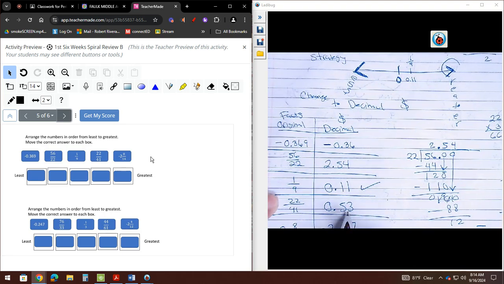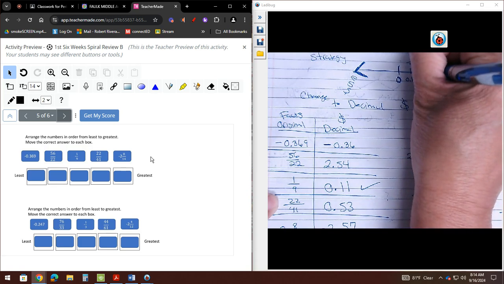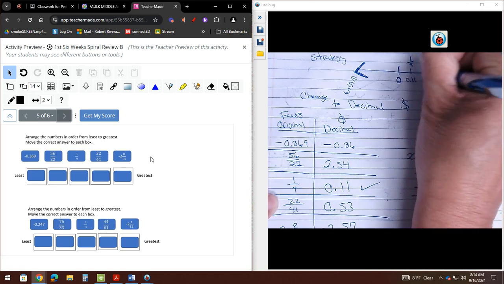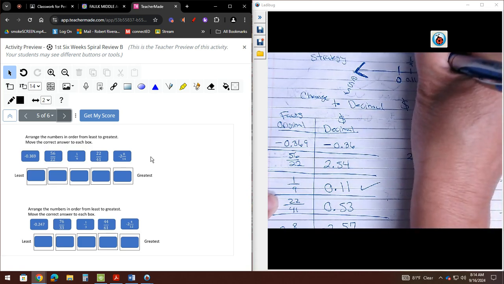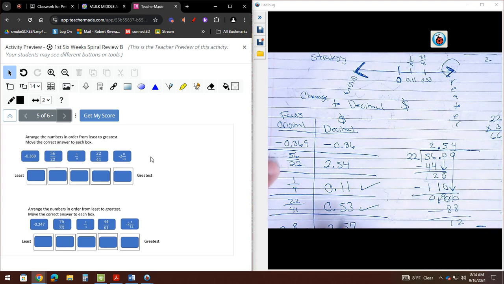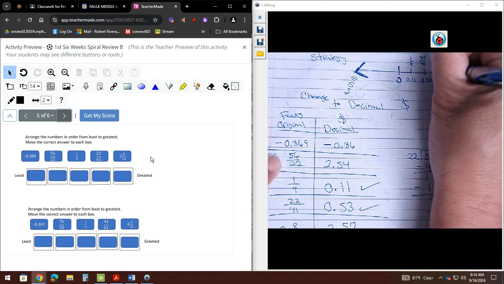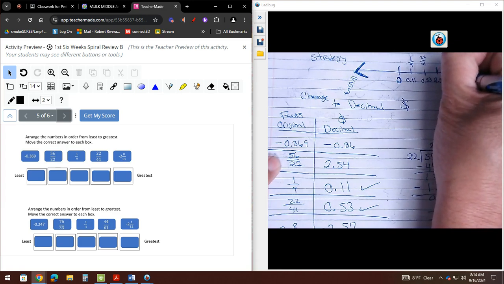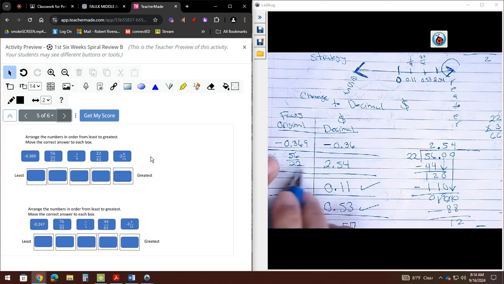Then 53 cents will come out next. So I'm going to put here 53 cents. And he was really 22 over 41. And then $2.54 would come out last. He's the greatest. He has the most money. But he was really 56.22.